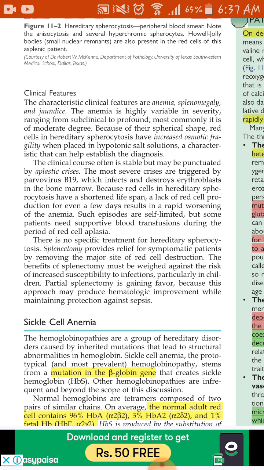Normally in an adult person, in the red blood cells of an adult person, 3 types of hemoglobins are present. The most important one is hemoglobin A, which is 96%. This is made up of 2 alpha chains and 2 beta chains. Next we have hemoglobin A2. Hemoglobin A2 is present only 3%, and it is made up of 2 alpha chains and 2 delta chains. Then we have hemoglobin F, or fetal hemoglobin. Fetal hemoglobin is present only 1% inside the red blood cells of an adult person, and it is made up of 2 alpha chains and 2 gamma chains.